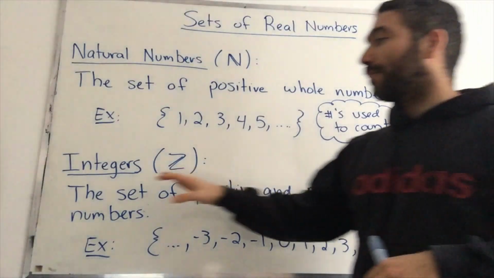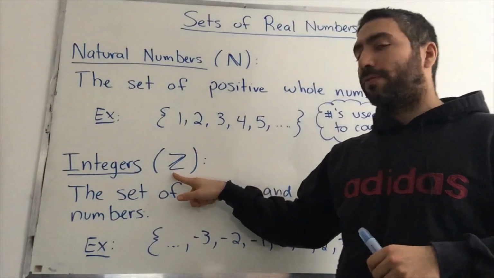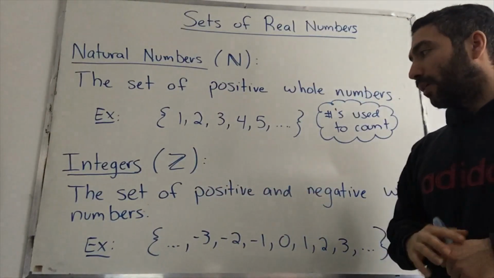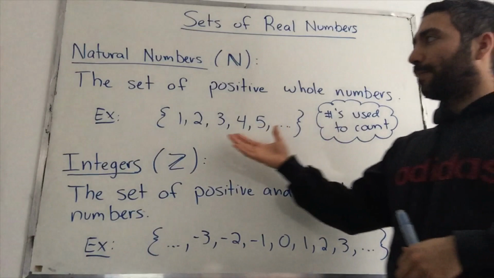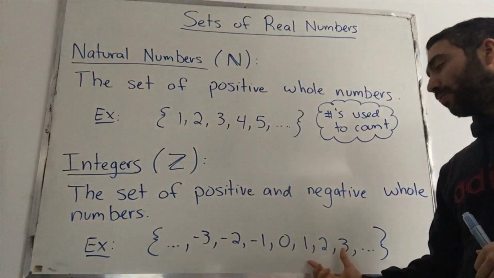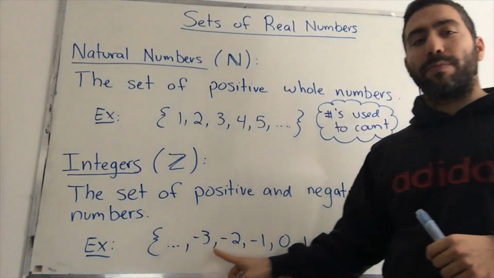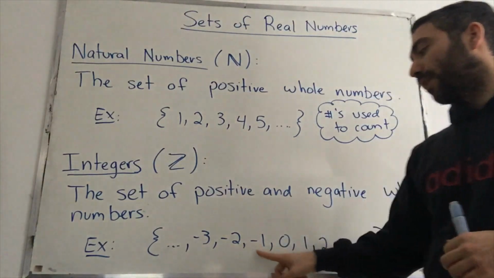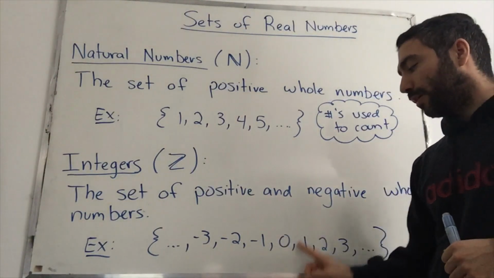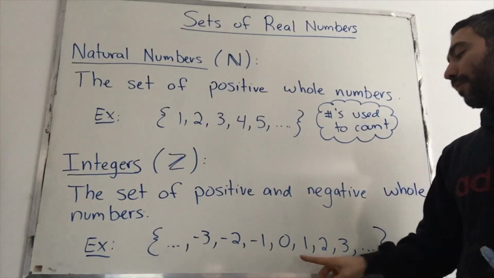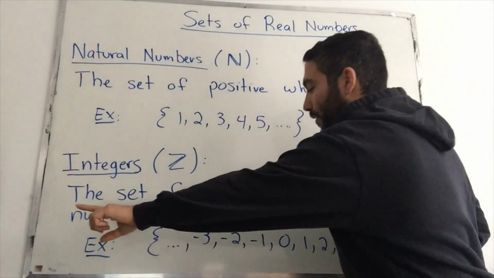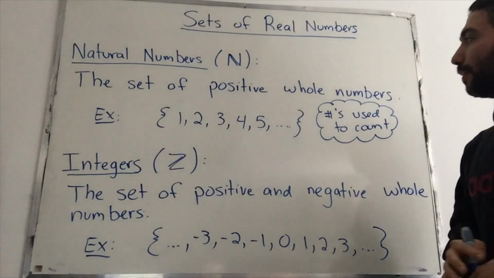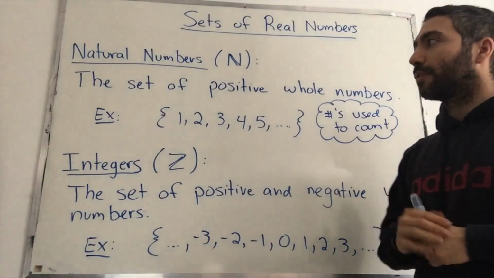The next set that we have is the integers, which we denote as boldface Z, which is the set of positive and negative whole numbers. So it's the exact same thing as the naturals, but now we also include the negative whole numbers. So -3, -2, -1. In this set here, we do include 0, and then 1, 2, 3, 4, 5, 6, 7, so on and so forth. So we go down all the way to negative infinity and positive infinity. So here there are no decimals.